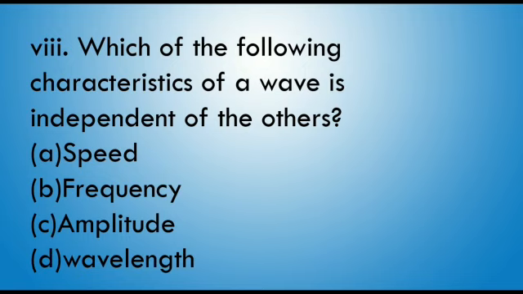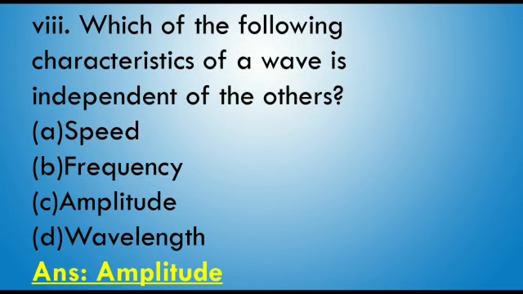MCQ number 8. Which of the following characteristics of a wave is independent of the others? That is, which characteristic of the wave is not dependent on any other characteristic? Option A, speed. Option B, frequency. Option C, amplitude. Option D, wavelength. The correct option is amplitude. Amplitude is the characteristic of a wave which is independent of others.